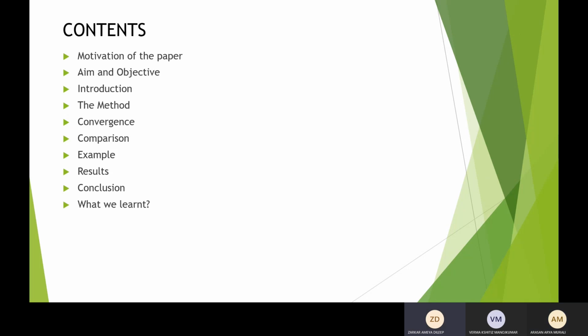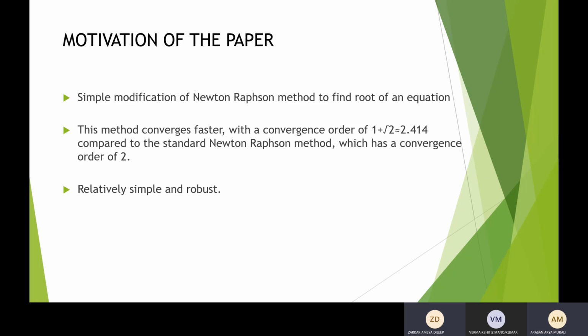The contents of the paper include the motivation of the paper, aim and objective, introduction, the method, convergence, comparison, examples, results, conclusion, and what we learned from this activity. The motivation of the paper.